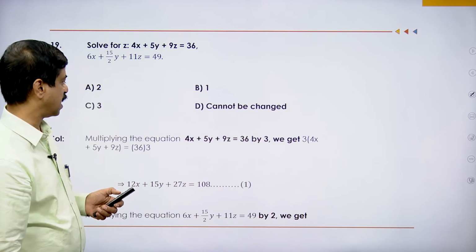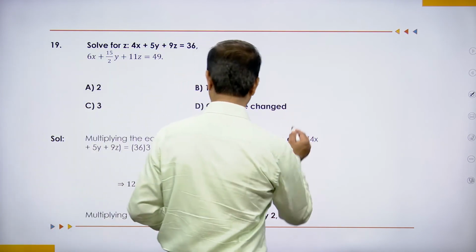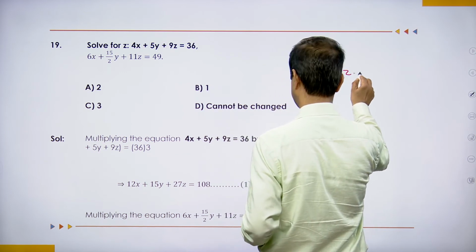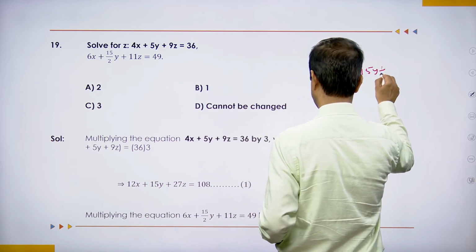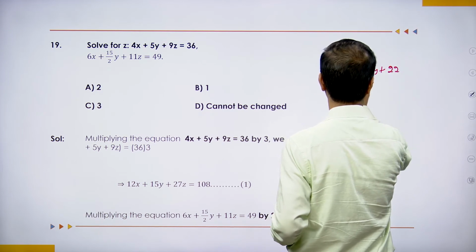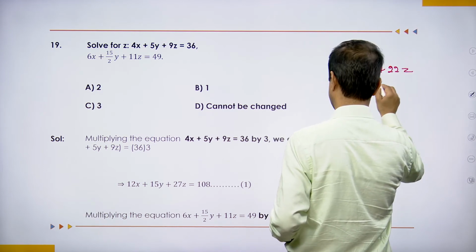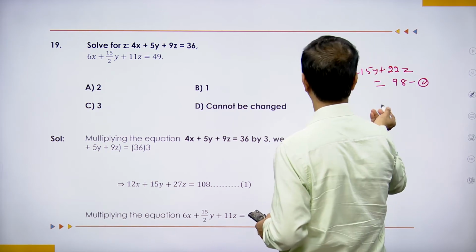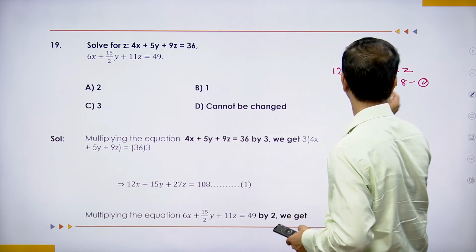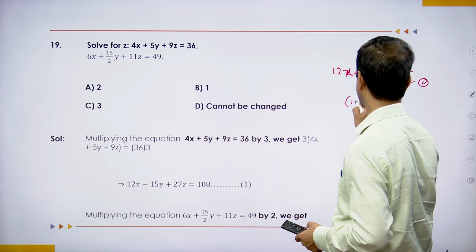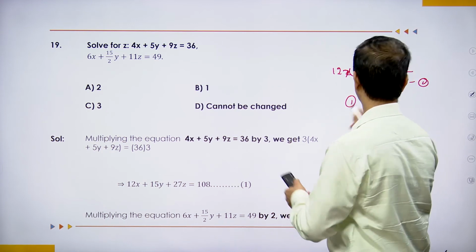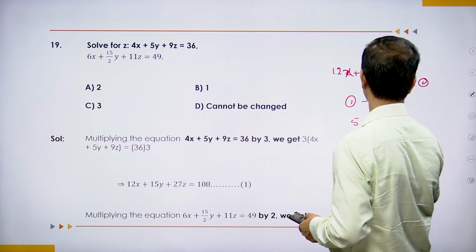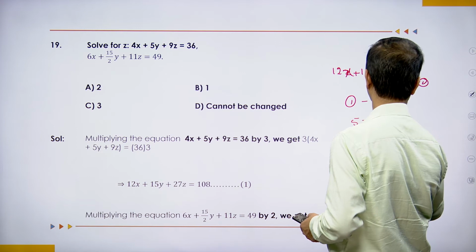So I'll do one thing, I'll write this here only. So here if you multiply this by 2, you will get 12x plus 15y plus 22z, this is x, sorry, z equal to 49 2's 98. This is equation 2. I subtract 27 minus 22, that is 5z, equal to 108 minus 98 is 10, z equal to 2.